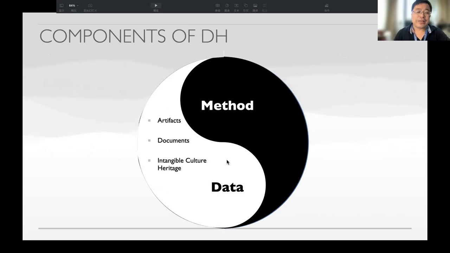This yin yang ba gua diagram describes the two aspects of digital humanities: data and methods. While data consists of documents, physical objects, and intangible objects, they all have digital surrogates in the virtual world, and methods consist of technologies, procedures, and behaviors.